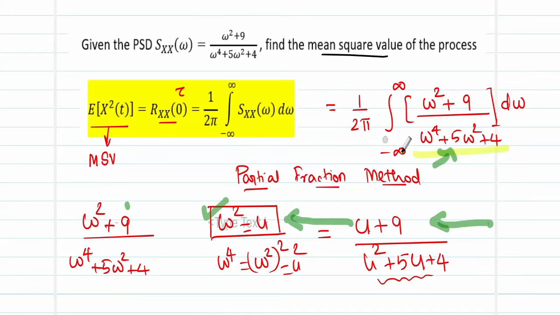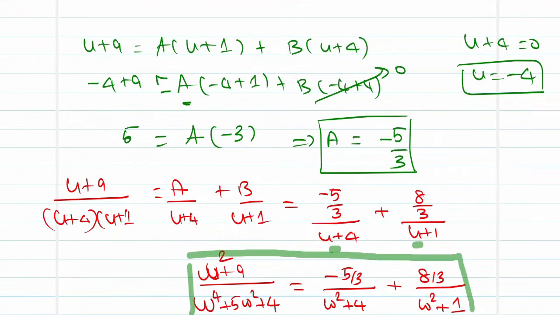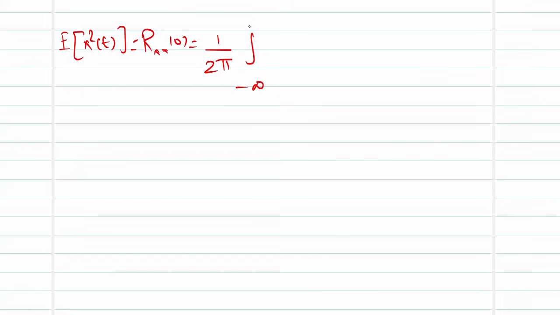So I will have to put my partial fraction in the integration, so that I will be getting the value of the mean square value, expected value of x square of t. So what I am going to do over here is my expected value of x square of t, which is nothing but my Rxx of 0, is 1 divided by 2 pi integral from minus infinity to infinity of the fraction which we had, omega square plus 9 divided by omega power 4 plus 5 omega square plus 4, into d omega.